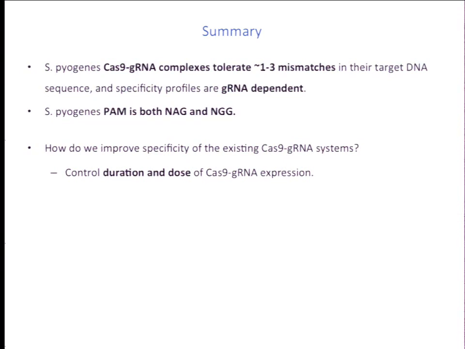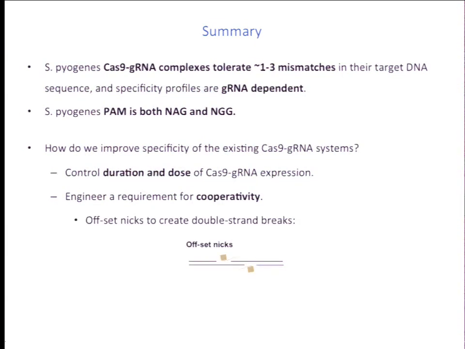But the other approach is similar to the zinc fingers and TALs. Can we also engineer a requirement for cooperativity? For instance, with zinc fingers, you need 2 zinc finger proteins to come together and make a double-stranded break. And similarly, for the TAL proteins, you require this dimerization of FokI, and thus 2 TAL proteins to come together and make a break. So can we do a similar thing in the case of the Cas9 system, where we actually engineer a requirement for cooperativity? And indeed, the one approach for doing so, the one that we explored, was this concept of using offset nicks to create double-stranded breaks.